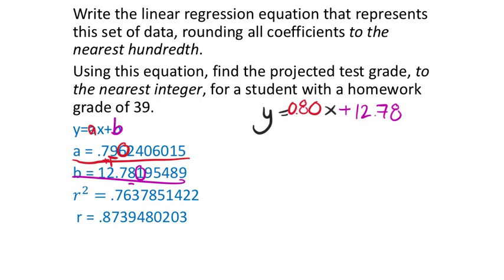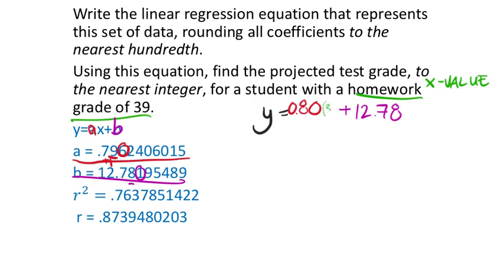The next box is the next question, which says, use this equation to find the projected test grade to the nearest integer for a student with a homework grade of 39. So on this one, we're looking at a homework grade of 39. If we look back at the table, the x values are the homework grades. So we're looking at an x value here, which is important to know because, since it's an x value, I'm going to take the x in the equation and simply replace it with that score of 39.